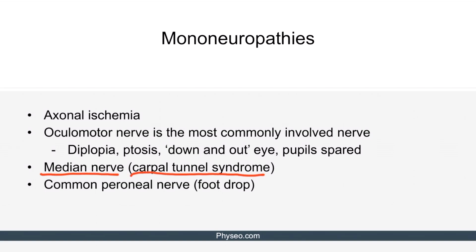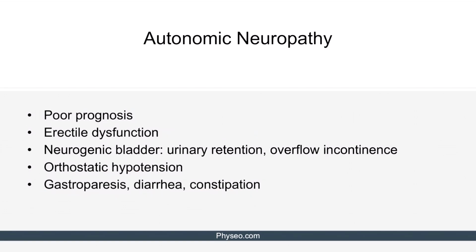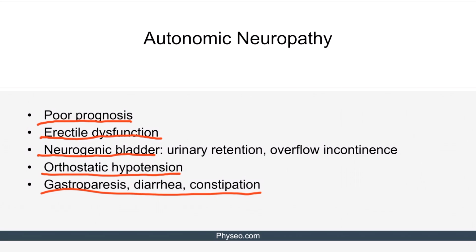And there can be compression of the common peroneal nerve, and that can cause foot drop. Now, the involvement of autonomic fibers is associated with a poorer prognosis, and the treatment here is just heavily supportive, and it actually depends on the exact symptoms that the patient presents with. The most important manifestations of autonomic neuropathy are erectile dysfunction, a neurogenic bladder, orthostatic hypotension, and some gastrointestinal involvement. So let's talk about these a little bit more.